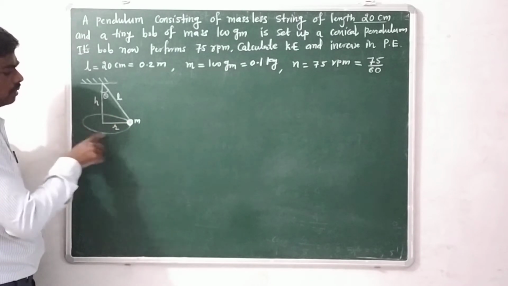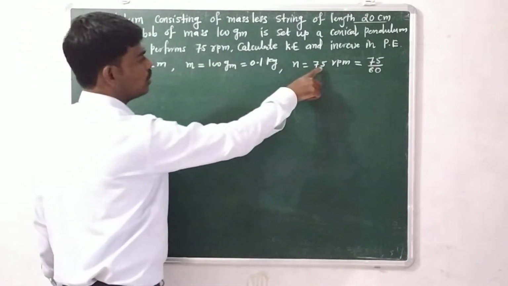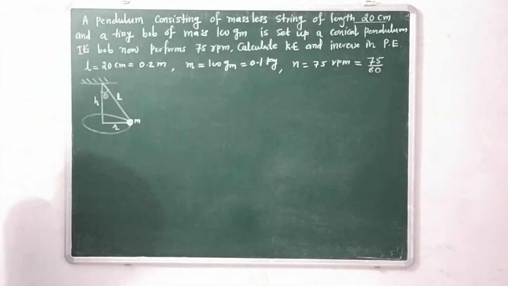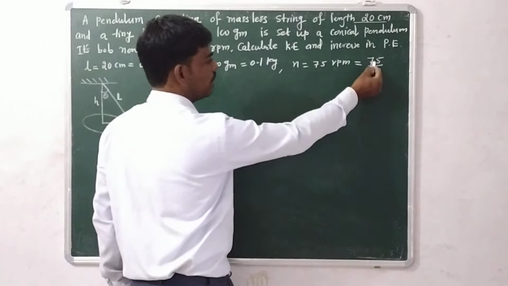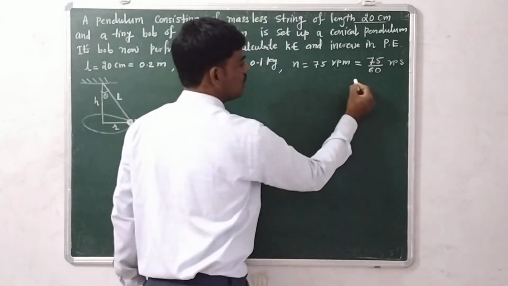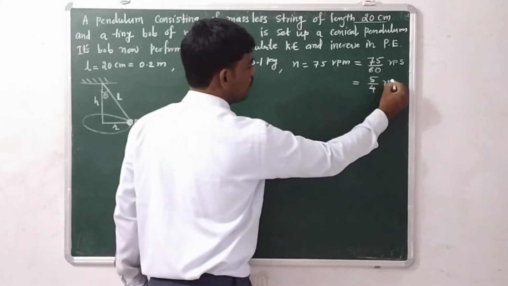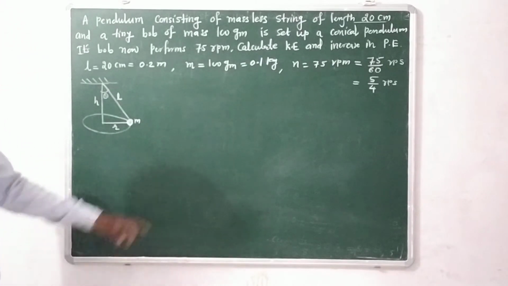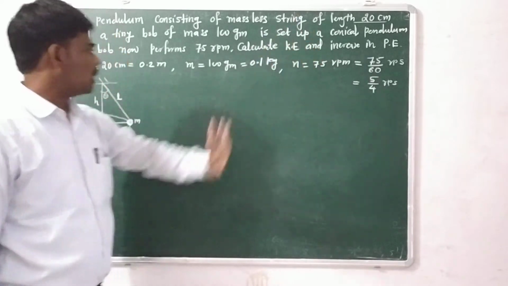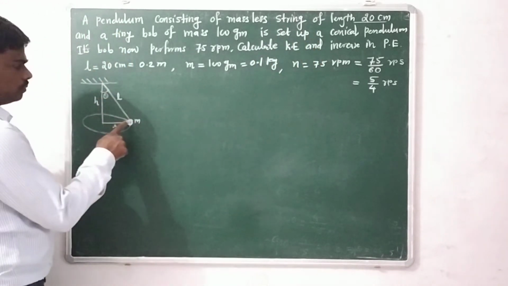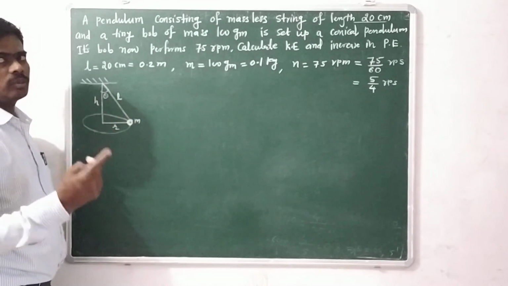This bob is performing uniform circular motion, and its frequency is given to you as 75 RPM, revolutions per minute. RPM is not a standard unit, so convert it into RPS by dividing by 60. Now it becomes 5 by 4 RPS, revolutions per second. Calculate the kinetic energy and increase in potential energy of the bob. So we have to find two different things: one is kinetic energy, another is potential energy.